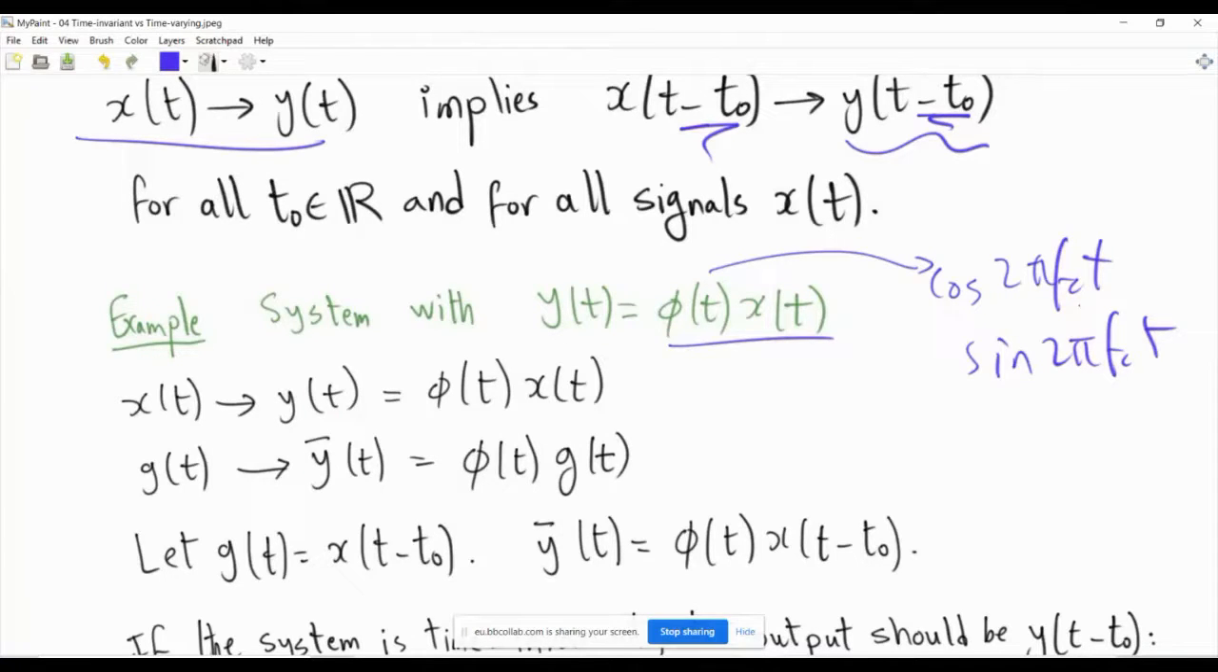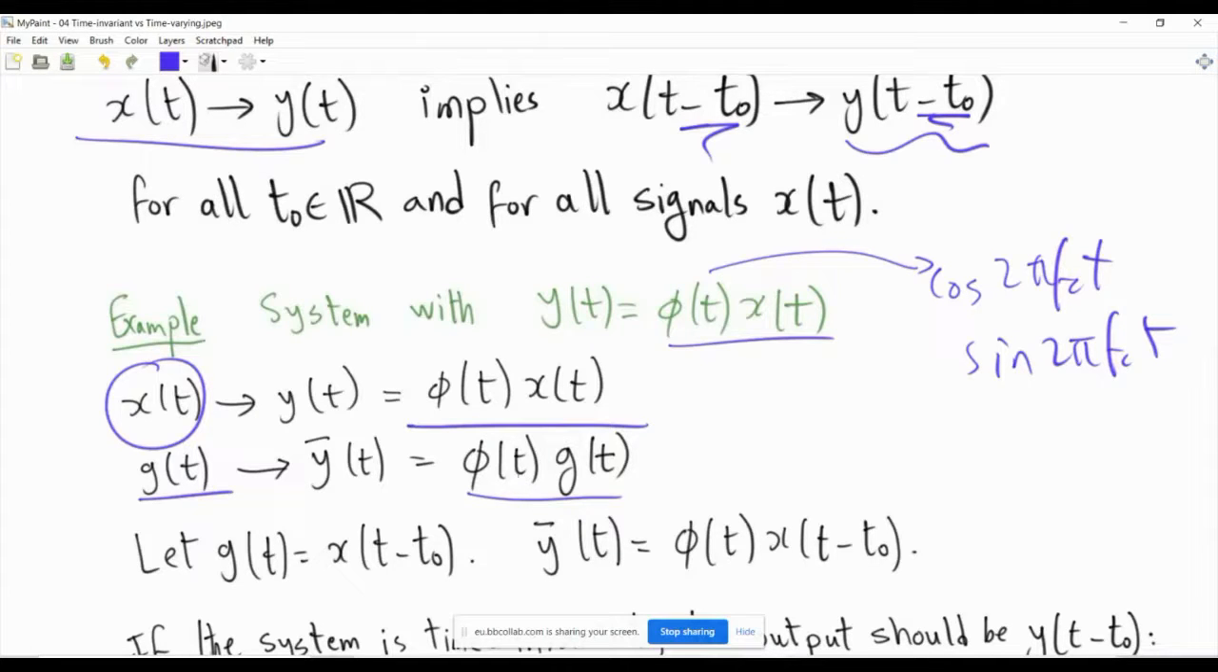This system is linear, but the question now is, is it time invariant? So let's do the test. Feed the system with x of t. The system will respond with y of t, which is x of t multiplied by phi of t. Now, suppose that you give the system another input g of t. The system doesn't care. Regardless of the input, it will multiply it by this given function phi of t.